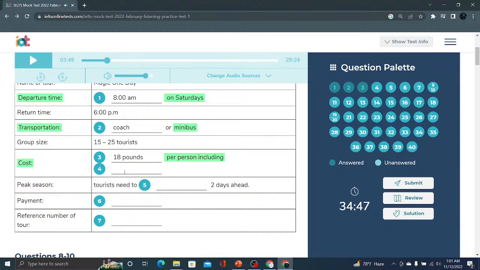Okay, see, he was asking whether it includes lunch, but she said no, the guide fee is included.